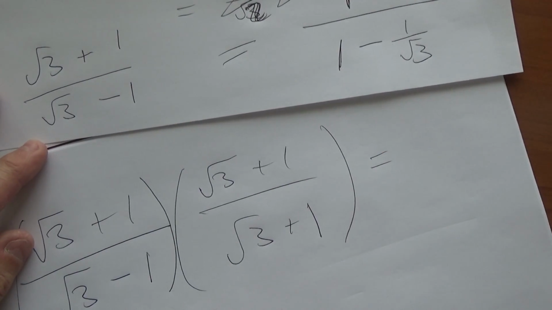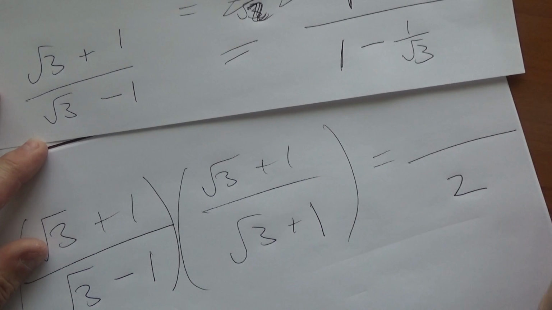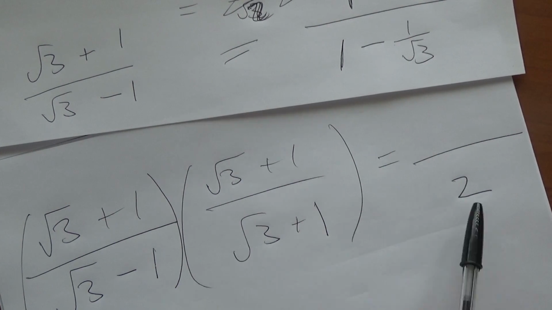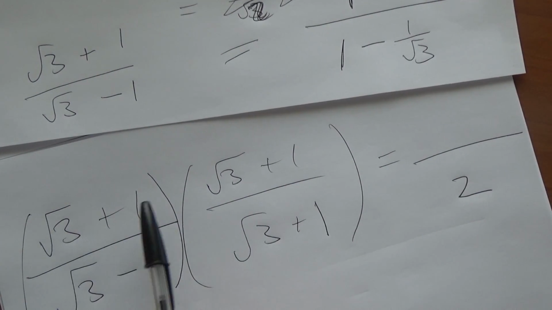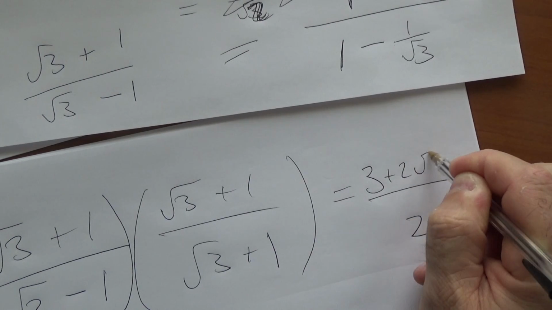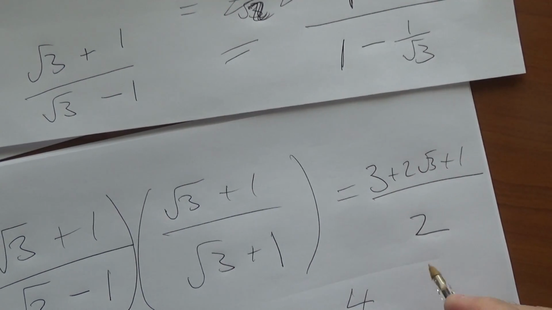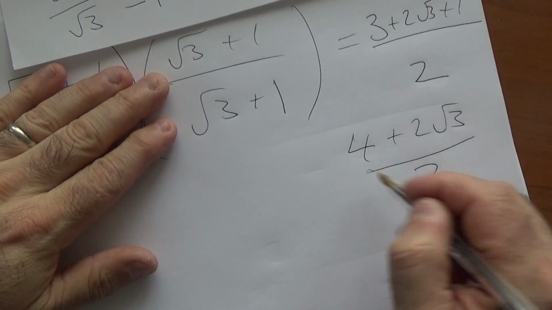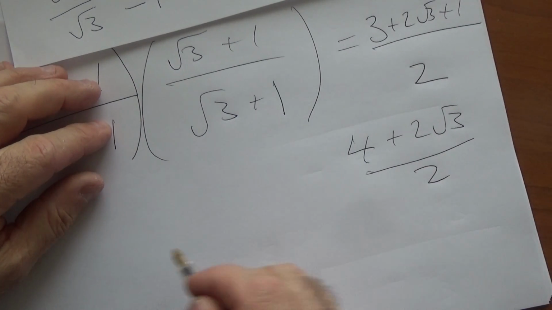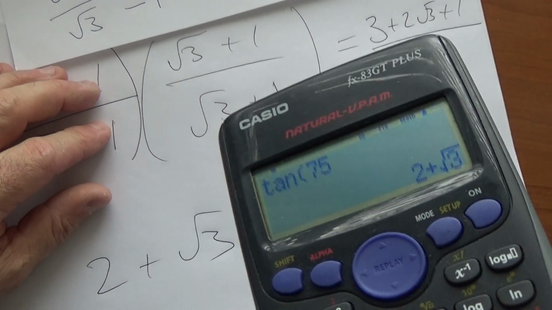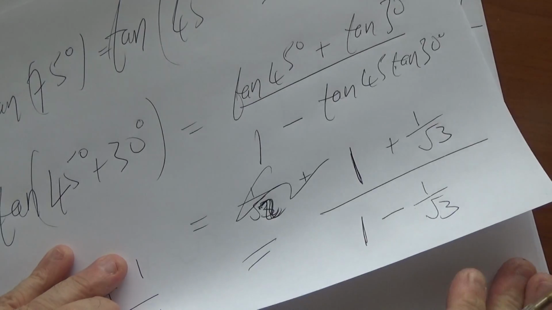What's interesting here is the cross products will disappear and you'll end up with 3 take away 1, which is 2. Another way of seeing that is whatever is in that square root, subtract the square of this, which in this case is just subtract 1. Up above, we multiply that out, giving us 3 plus 2 root 3 plus 1. So we're ending up with 4 plus 2 root 3 over 2. The division by 2 distributes, and we get 2 plus root 3.